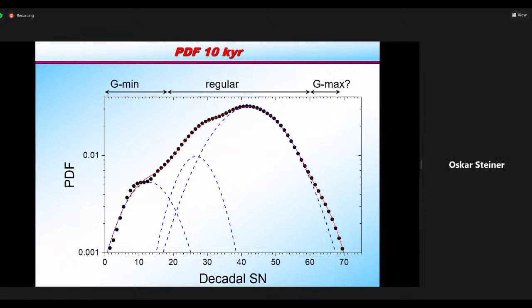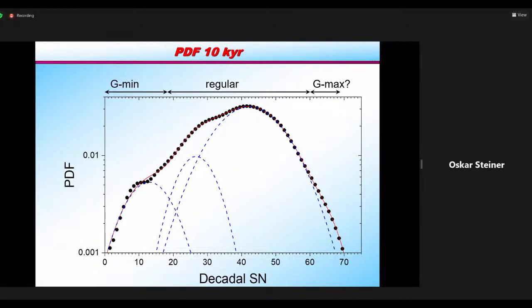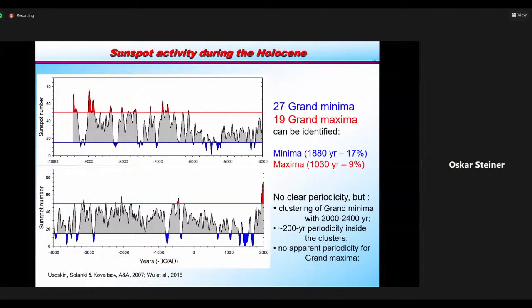Okay, I can do. I just got the impression from one of your diagrams that the grand maxima tend to occur shortly after a grand minimum. Not after every grand minimum, but when there is a grand maximum, there has been a grand minimum shortly before.